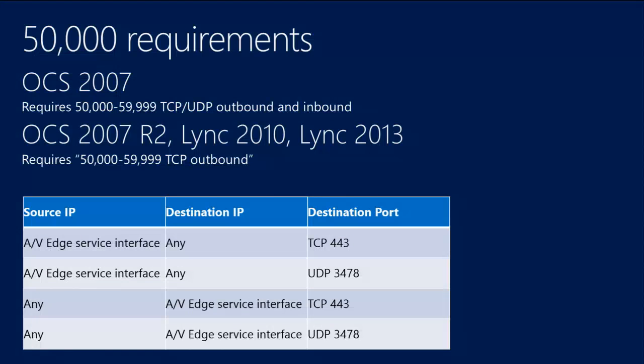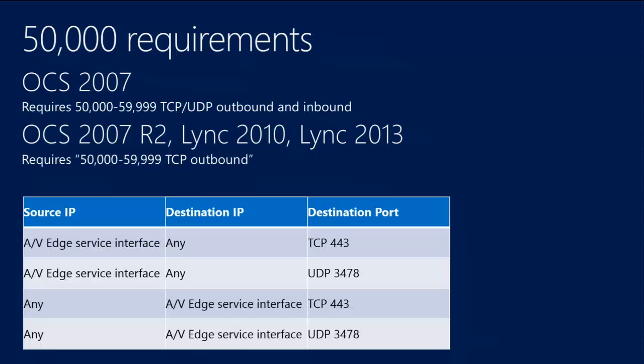If you're federating with OCS 2007, you have to open that port range to your AV Edge IP. Right? Because OCS 2007 is just not intelligent enough to be able to do anything other than talk media on that 50,000 port range. So if you have to federate with an organization that's running OCS, the R1 version or RTM version, you got to open it or not federate with them. Or tell them to upgrade because it's way old.